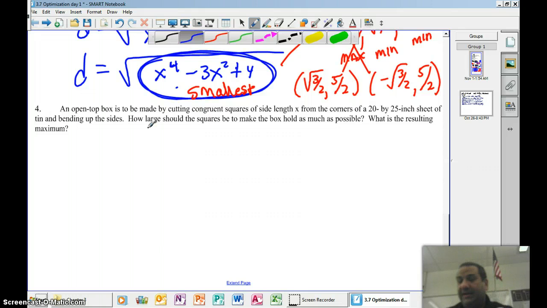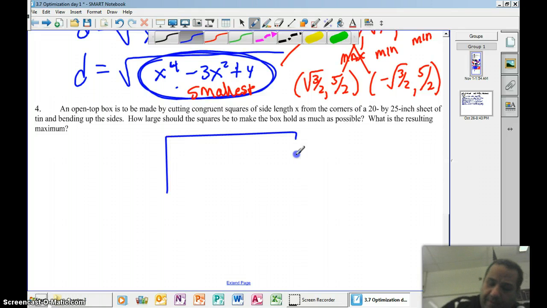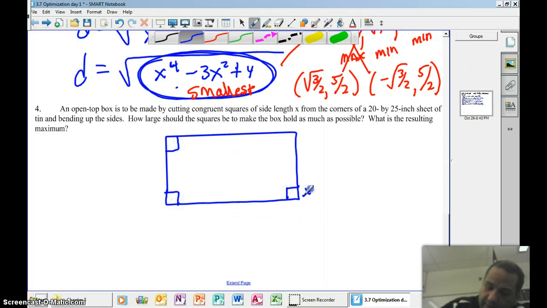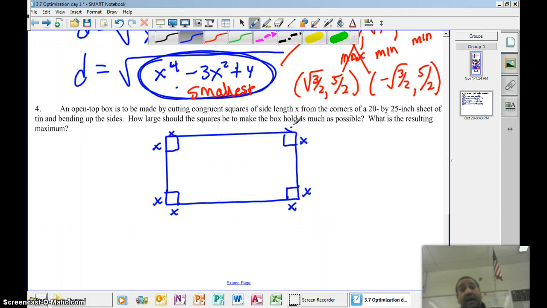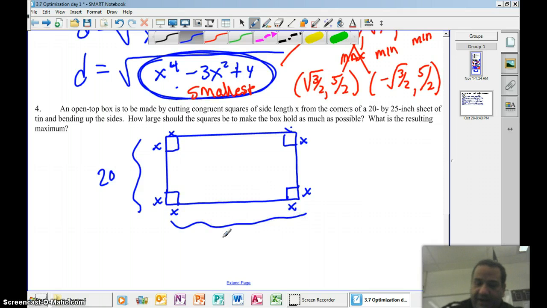It says an open box. So when I do an open box, I cut out these corners, and these are x's. I'm going to make them all the same. I'm going to cut out so that when I fold it, I make an open box. We want the maximum volume. We were told this side is 20 and this side is 25.